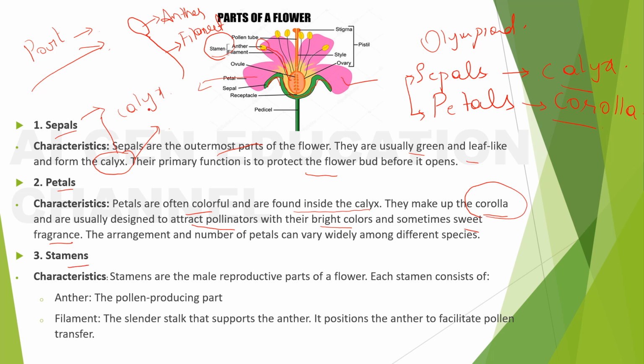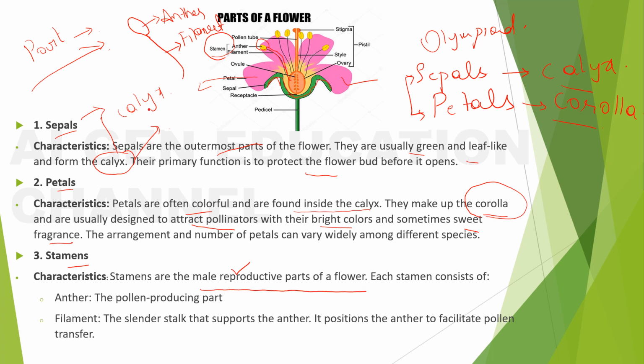What are stamens? Stamens are the male reproductive parts of a flower. Now again, Olympiad question, right? What are the male reproductive parts of a flower? They are called stamens. They'll ask, is it pistil? The pistil is the female reproductive part of a flower. So you will have to learn this also, right?